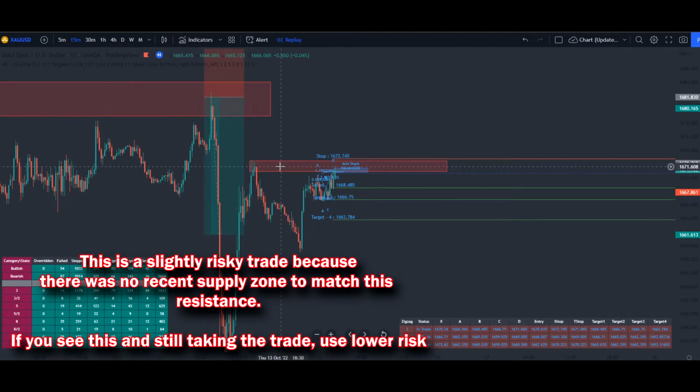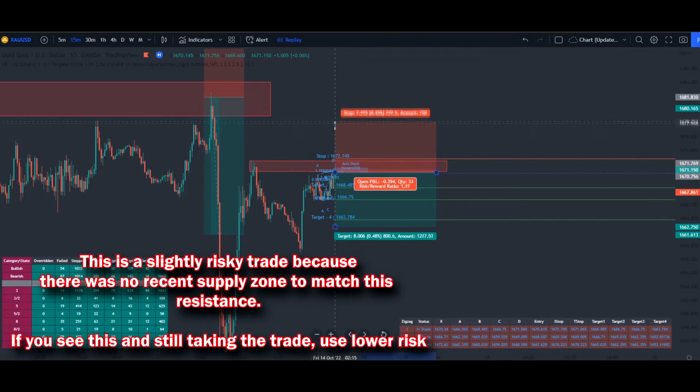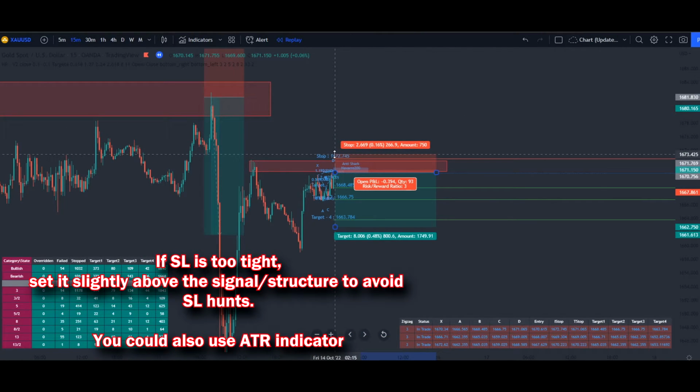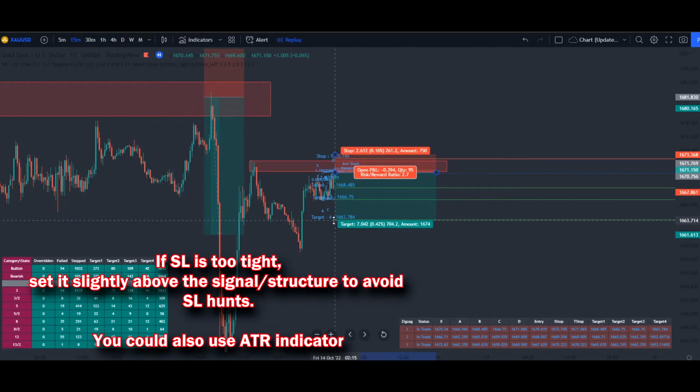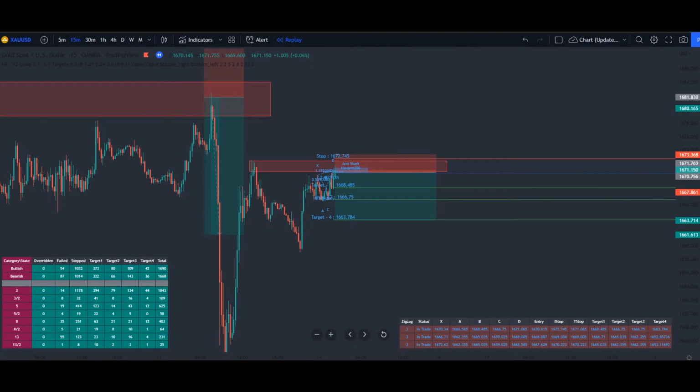Considering the price has reached this zone and there's a signal here, I'll be taking this trade. So let's short. Put the stop loss slightly higher than this because it's a bit too tight. And you might want to take the full target here, which is target 4. Let's see how this trade plays out.